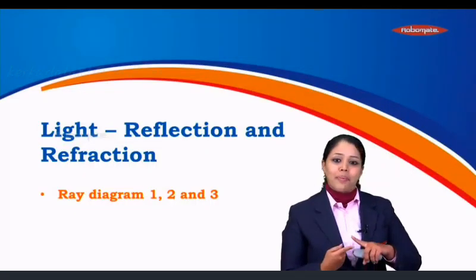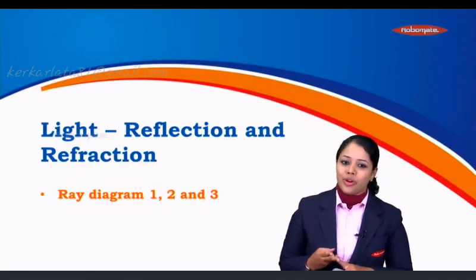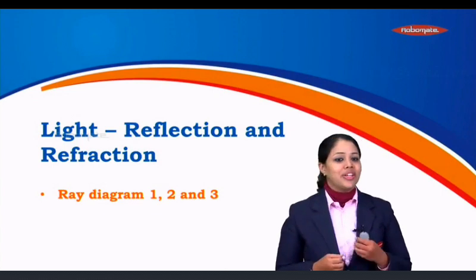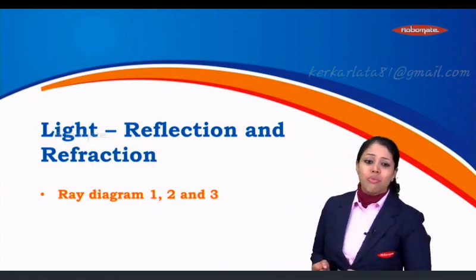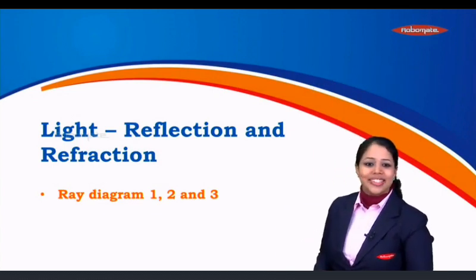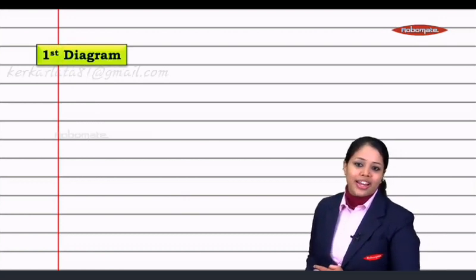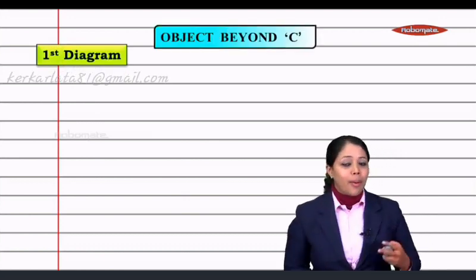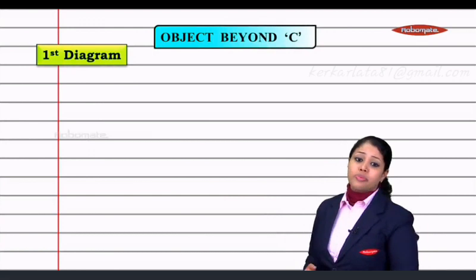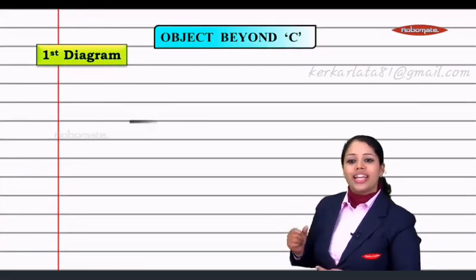Understood what is base diagram and what are the rules for making ray diagram, let's start with the first ray diagram. In this module, we are going to deal with the first, second and third ray diagram. So the first ray diagram, students, it says object beyond C. When I say object is beyond C, it means object behind C.